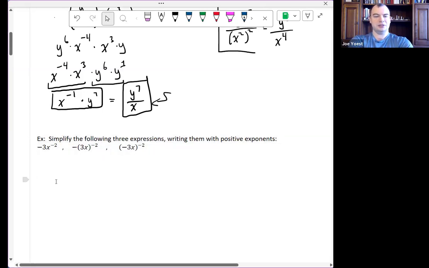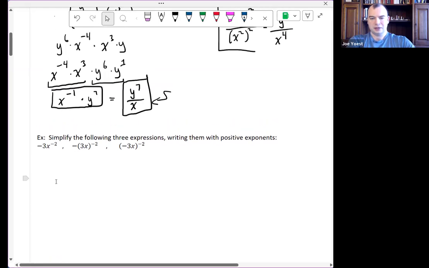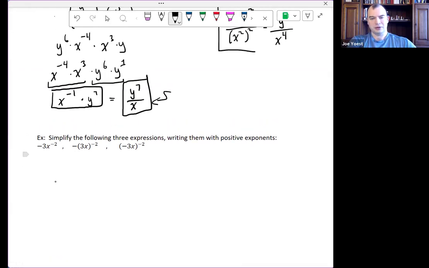Okay, and then we did look at this as well, so this should be a little bit of review. We want to remember that when we're raising something to a power, really the only thing that gets raised to the power is the thing that's immediately under the power. So in this case, it's really just the x that's getting raised to the negative 2 power. This is basically like negative 3 over x squared.